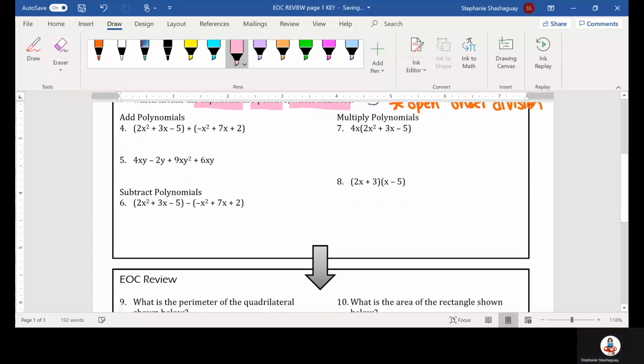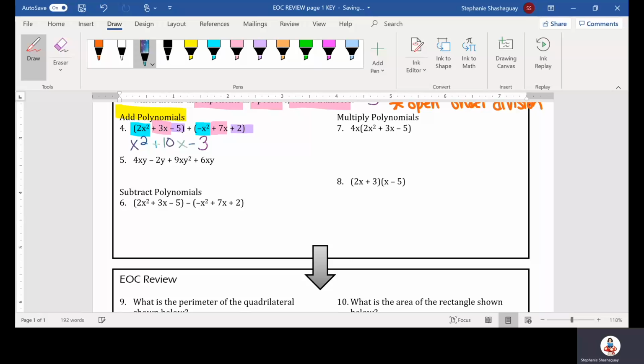All right, moving on. Number 4, we need to add the polynomials. So here we're going to look for our like terms, which is 2x squared and negative x squared. So that's going to become x squared. Then we have a positive 3x and a positive 7x. We're going to add those two together and we get plus 10x. And then we have a negative 5 and a positive 2. Well, negative 5 plus 2 is going to be negative 3.